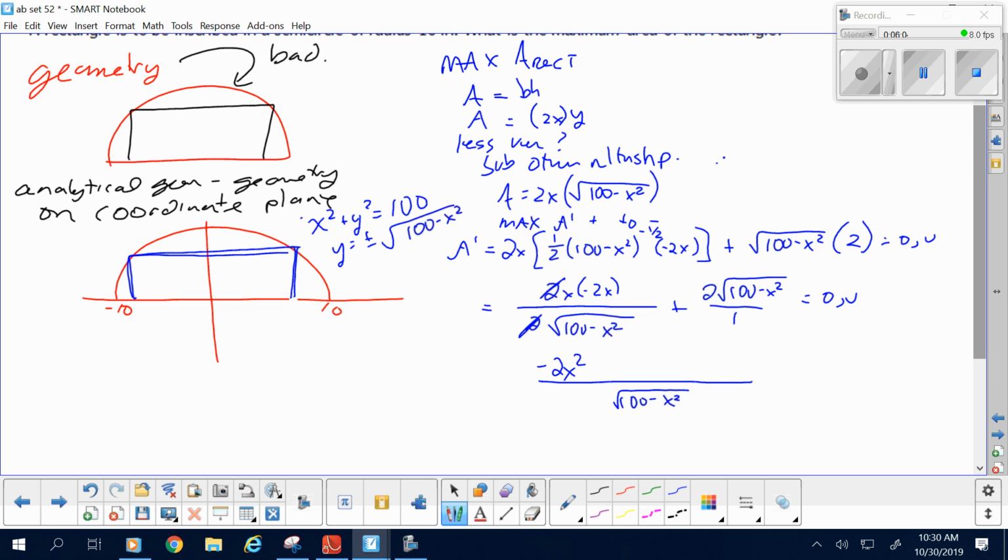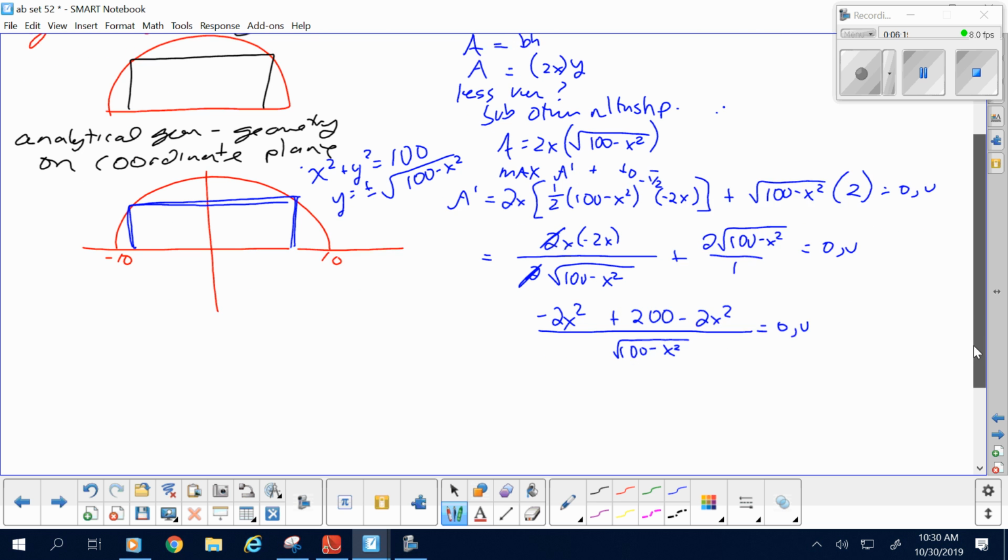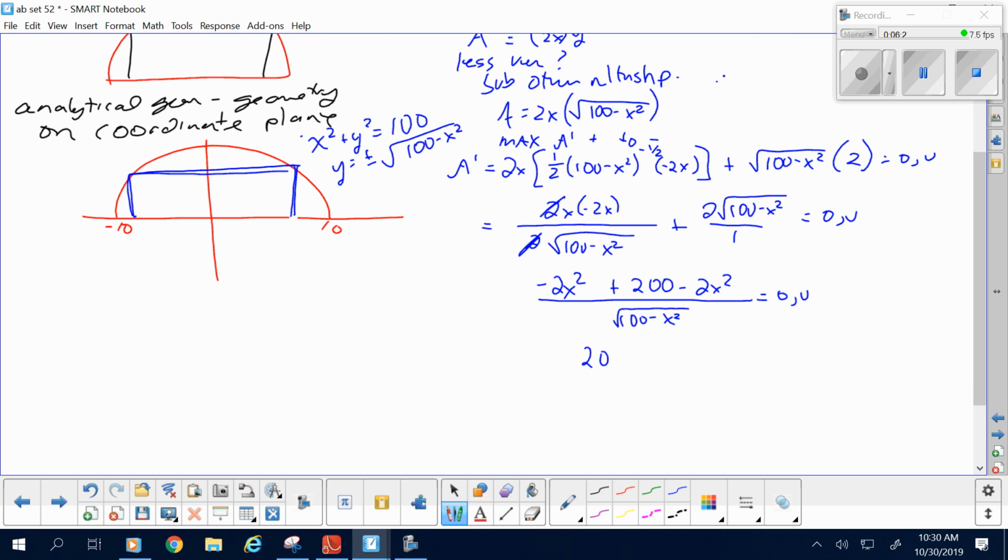And this guy, when you multiply it by the common denominator, root 100 minus x squared over itself, what does it become? 200 minus x squared or 2x squared? 2x squared, yeah? All right, now we're getting somewhere. 200 minus 4x squared over root 100 minus x squared equals 0 or undefined.